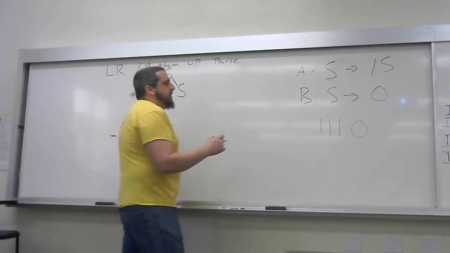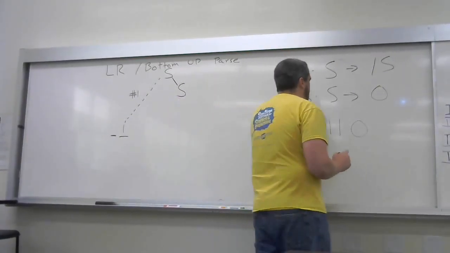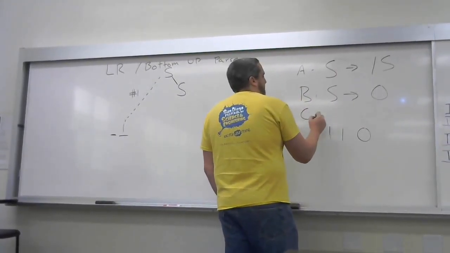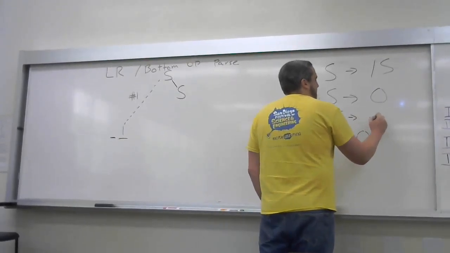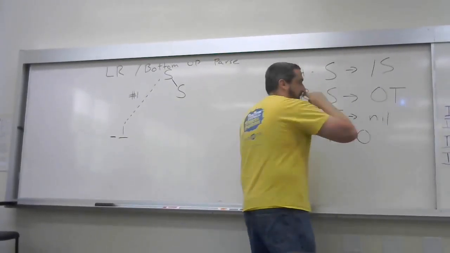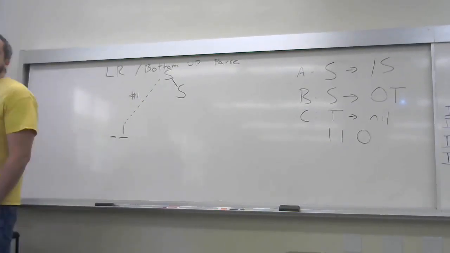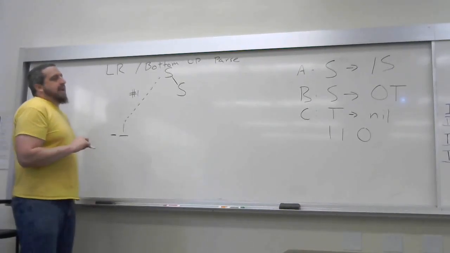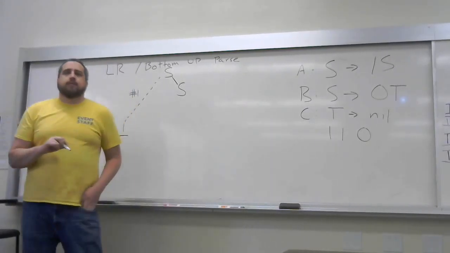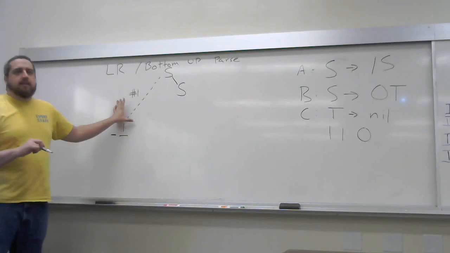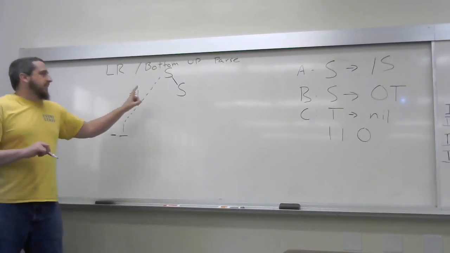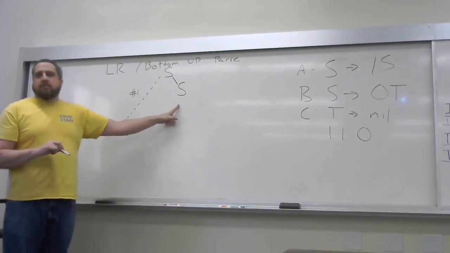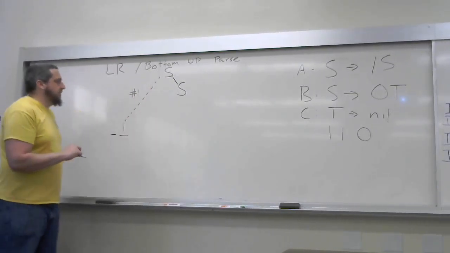If we had a third rule here, C, T becomes nil. Let's say T becomes nil, and this is 0T, like so. Can I apply rule C? Why can I not apply rule C? There is no T. I do not have a T in my parse tree available for me to use. This S has been used, this S has not been used, and so I don't have a T to use.